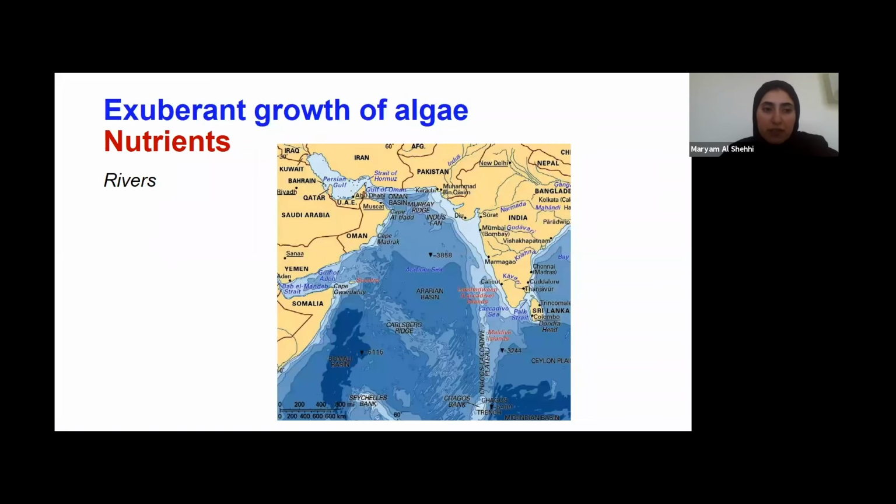So if we look at the rivers now as a source of nutrients, in this region here we see that there are a few rivers flowing into the Arabian Sea. There is the Indus River, flowing into the Arabian Sea, and there is also the Liari River from Pakistan. And we also have four rivers flowing into the Arabian Gulf. But in the Red Sea, there is no river. When these rivers flow into the sea, they carry a lot of nutrients like nitrate, phosphates, and silicates. And these nutrients can help the growth of the algae.